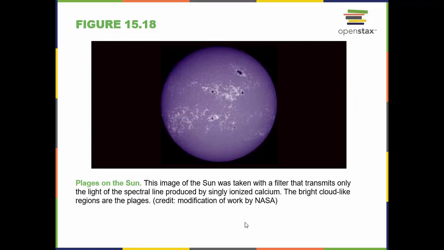We also see these plages on the sun, and this is an image of the sun which was taken with a filter that transmits only the light of the spectral lines produced by singly ionized calcium. What we see is a bright blue cloud region, the plages.